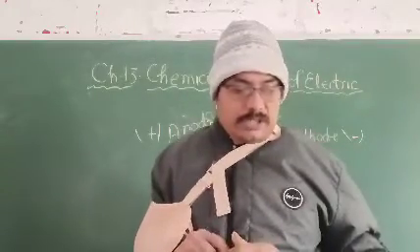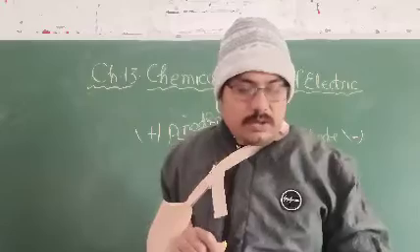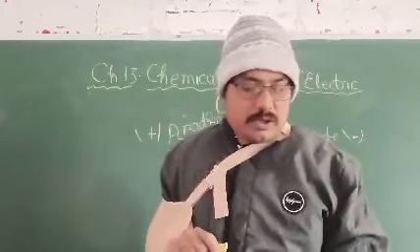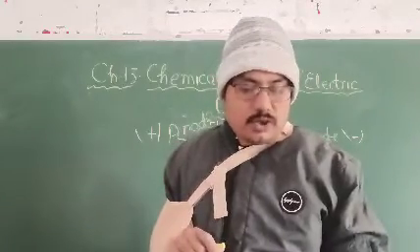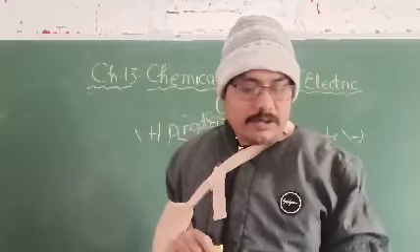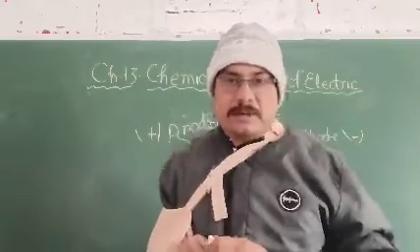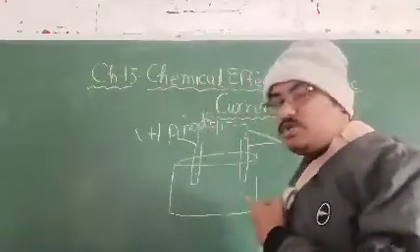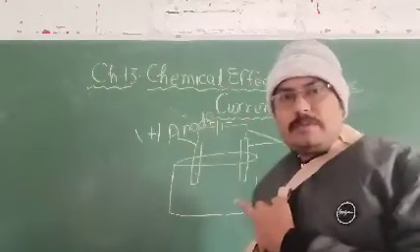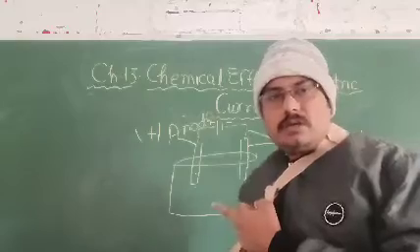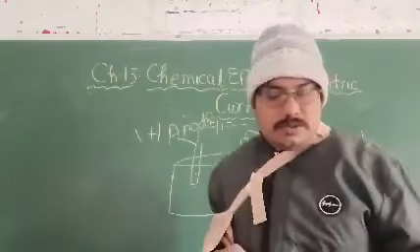So the electrode connected with the positive terminal of the battery is called the anode, and the one connected with the negative terminal is called the cathode. The apparatus used for electrolysis is called the voltameter. The apparatus we are using for breaking the water is called the voltameter. Okay, students.